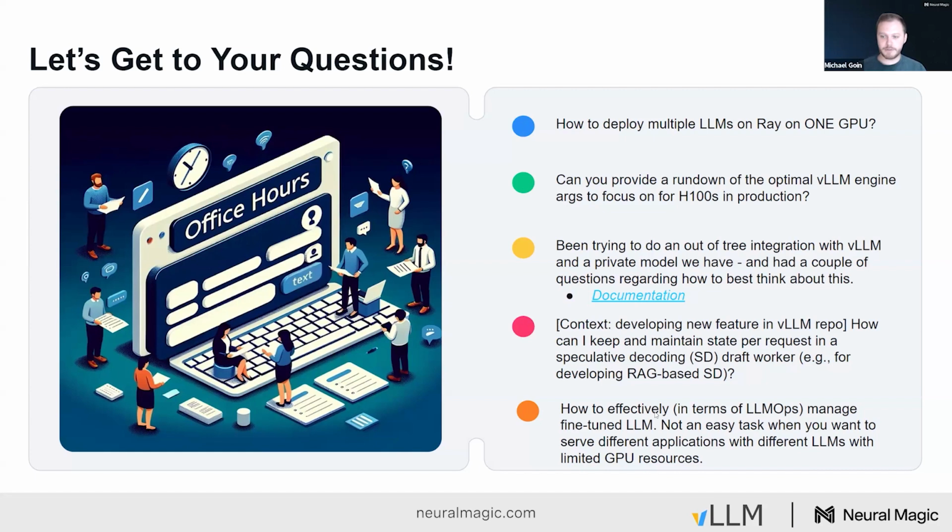Another question here on how to effectively manage fine-tuned LLMs. Not easy when you want to start different applications with different LLMs. So, it's really difficult with full fine-tuned models. It's much easier if you have LoRA adapters that you can hot swap or possibly batch per request. We support this in vLLM through the multi-LoRA support.